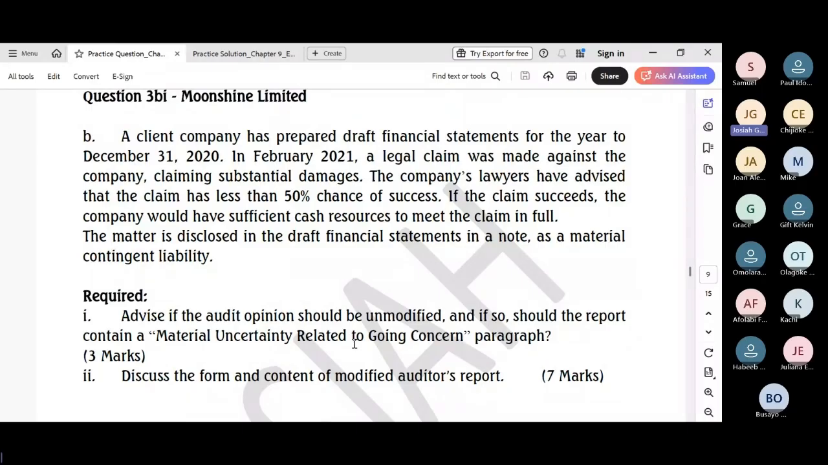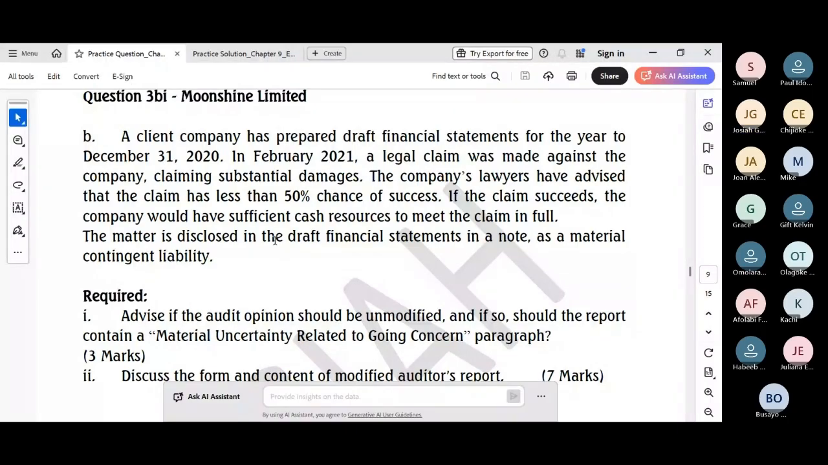The specific fact that the company has sufficient cash resources to meet the claim in full is critical. This removes, I think, any significant doubt regarding the company's ability to continue as a going concern, making a material uncertainty relating to going concern paragraph unnecessary and inappropriate. So those are my general observations about the question.